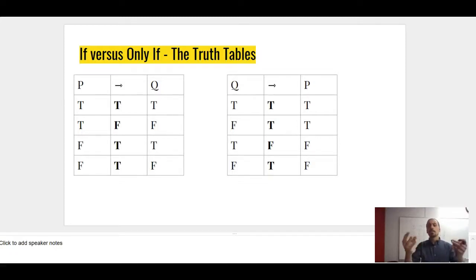Again, you should have these truth tables at the tips of your fingers. You should be able to just write them out all the time, first time. Just memorize them.